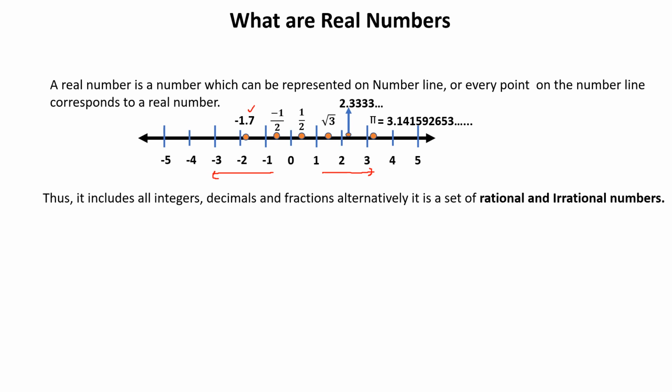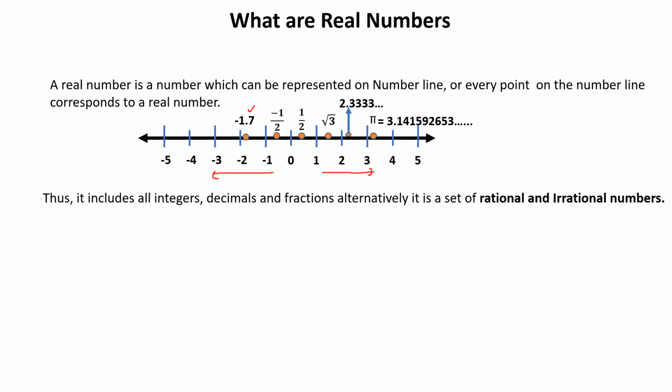And also non-terminating and non-repeating decimals such as root 3. Now the value of root 3 is 1.732058080, and also pi, the value of which is 3.141592653. But please be aware, you don't have to remember such long values. It's just sufficient if you know these values till 2 places of decimals.